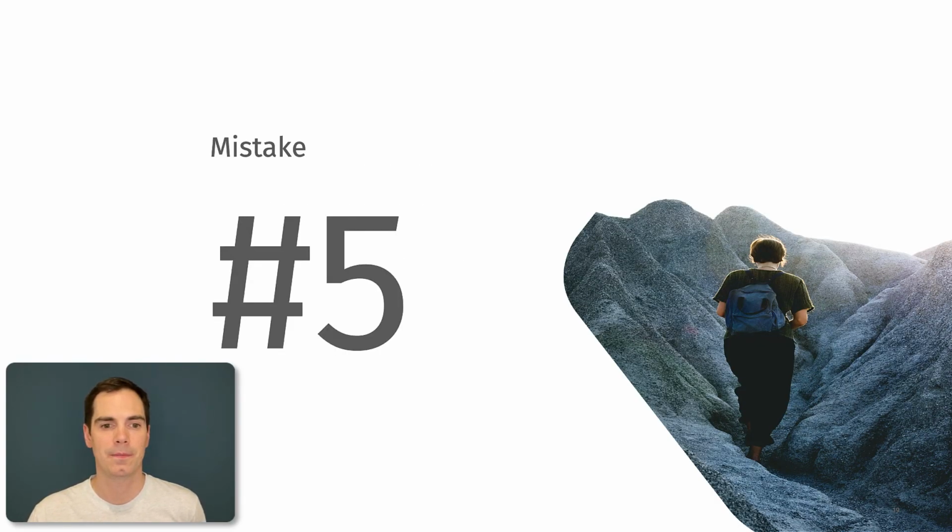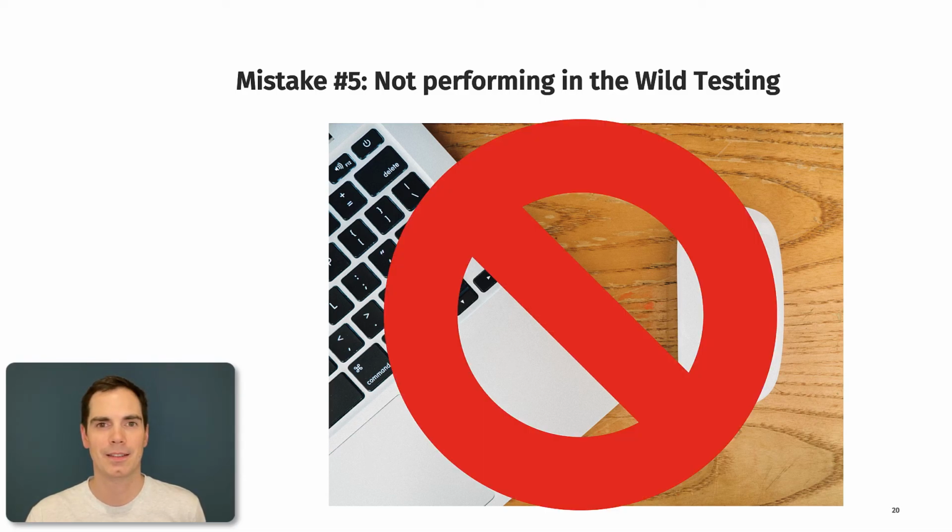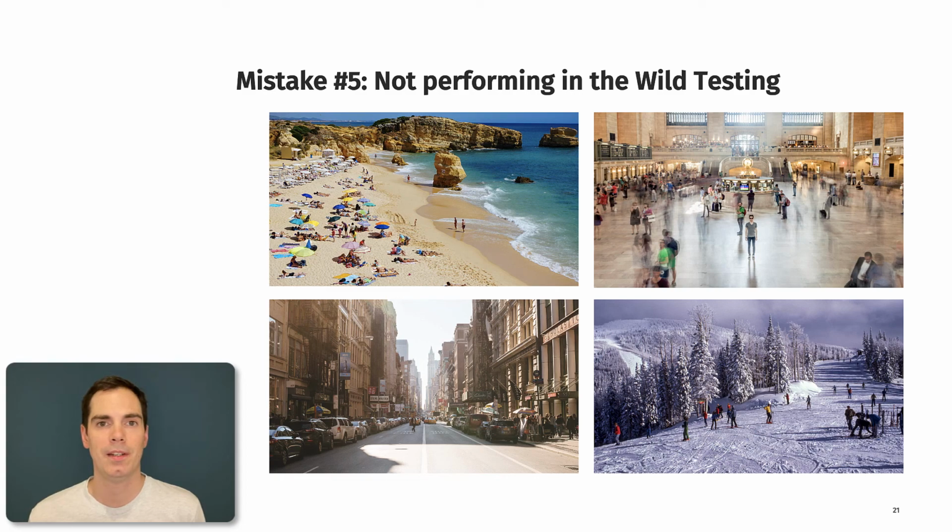Mistake number 5. Not performing in the wild testing. Again, the same picture, and you can already guess what's coming next. Yes, the don't do it sign. Because you should really go out of the office and test your app in the user environment where the app belongs. So, for example, these might be environments where you should test your app. For example, on a beach.